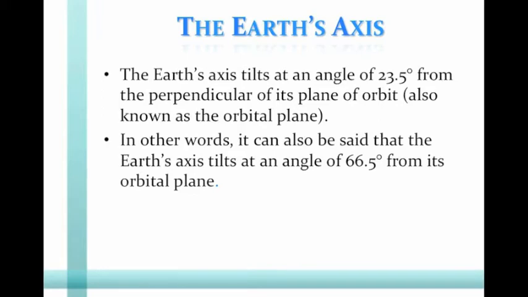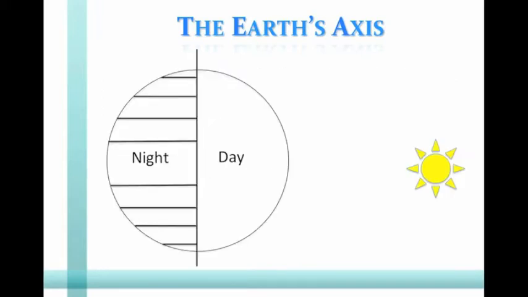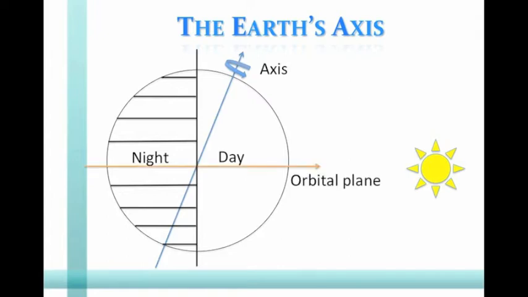What do we mean? Consider this diagram. Here, we have the Earth being illuminated by the sun, showing the day and the night. And here, we have the Earth's axis in June that tilts towards the sun, along with the orbital plane. Are you able to identify the 23.5 degrees and 66.5 degrees angles of tilt?